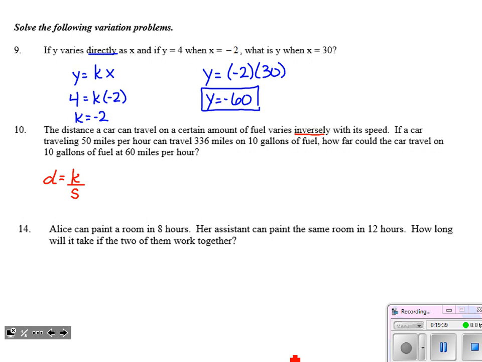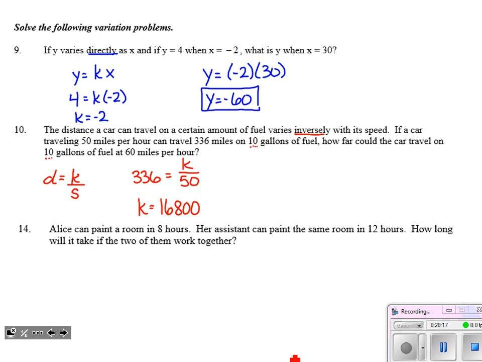All right, and notice that they're kind of throwing us for a loop here. They throw some extra numbers in there. The gallons of fuel have nothing to do with the variation. Distance varies with speed. So the 10 gallons has no bearing on this problem whatsoever. All right. So if our distance is this constant over s, let's use the given information. Okay, a distance of 336 miles is traveled, some constant divided by a speed of 50 miles an hour. My k value is going to be found by multiplying both sides by 50. It's 16,800.